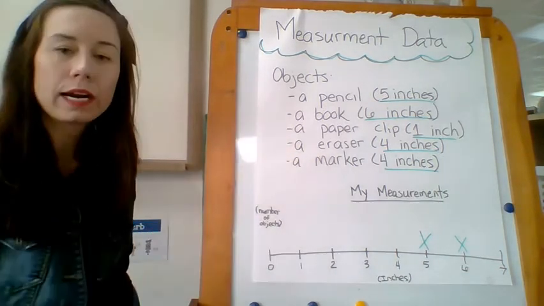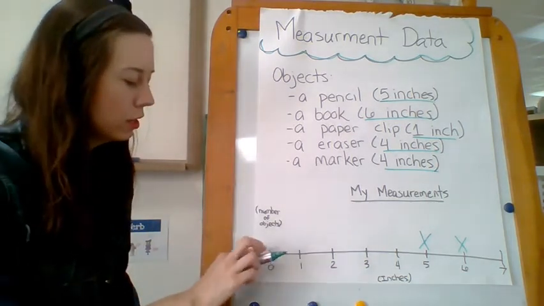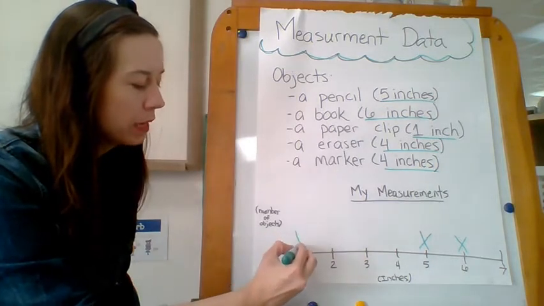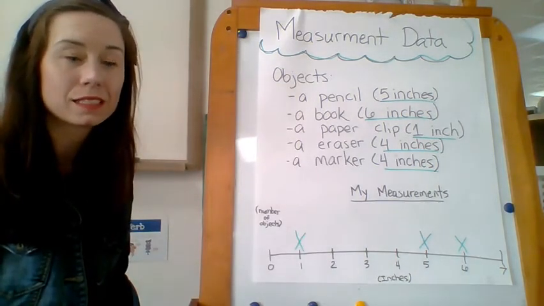All right, the next one I have is a paper clip, and that is 1 inch. So that's kind of easy. I'm going to start at 0, go over to my 1. I'm going to try again to make the same size X.